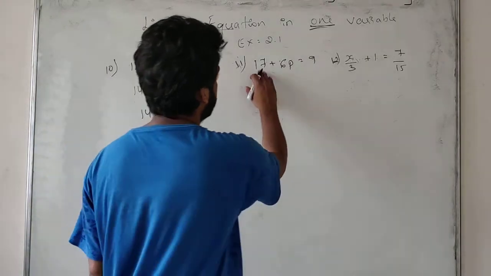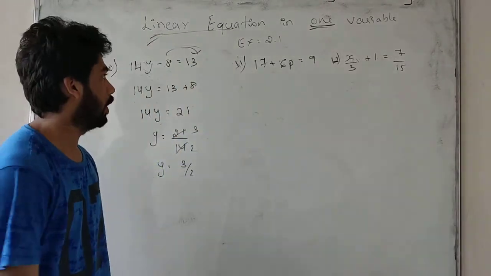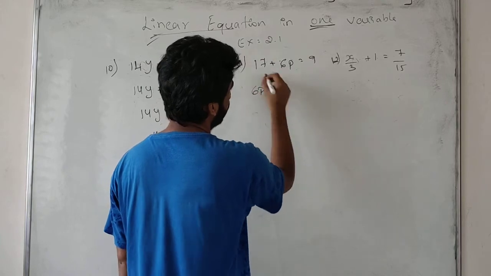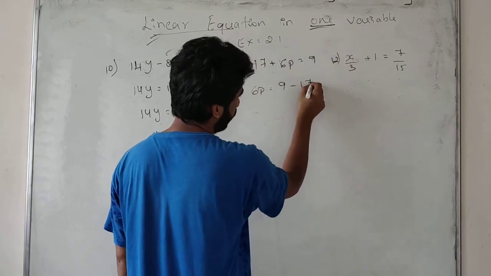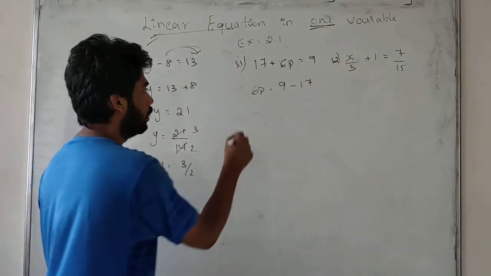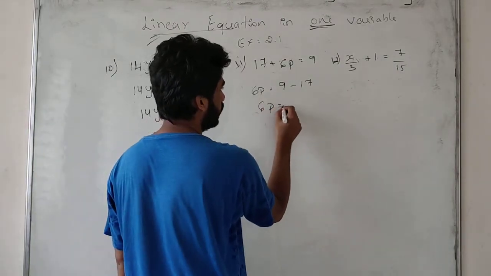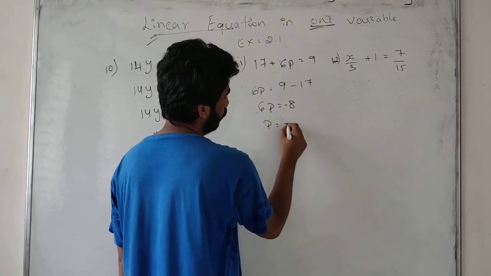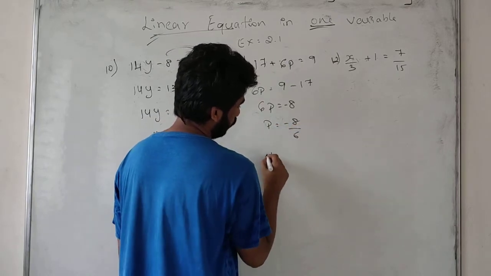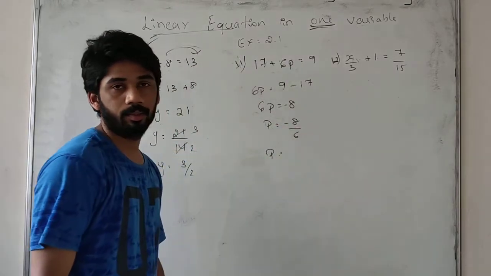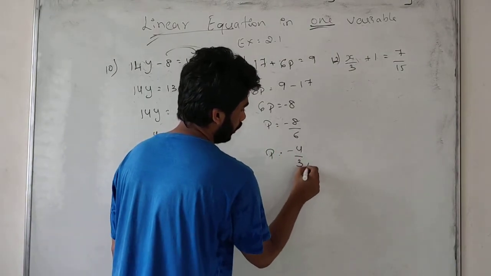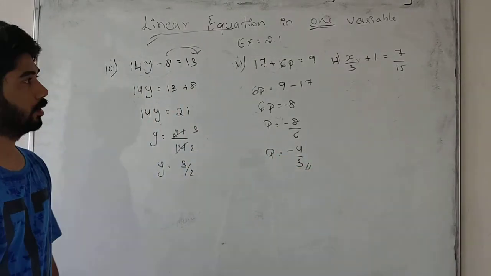Next one, 17 plus 6p is equal to 9. So it is 6p equals 9, taking 17 to this side gives minus 17. Okay. 6p is equal to minus 8. So p is equal to minus 8 by 6. So p, it gets divided by 2 on both sides. So we take 2 fours are minus 4 by 3. This is the required answer.